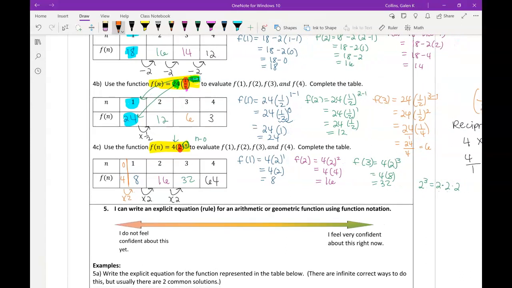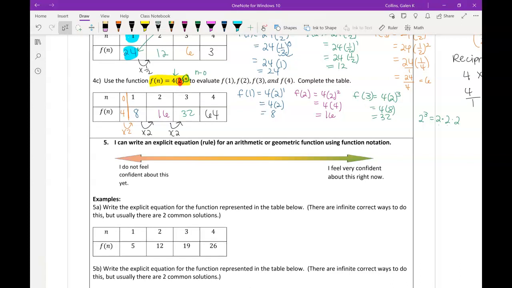All right, and that's also another strategy to help us write explicit equations: find f when n is 0, or find y when x is 0.